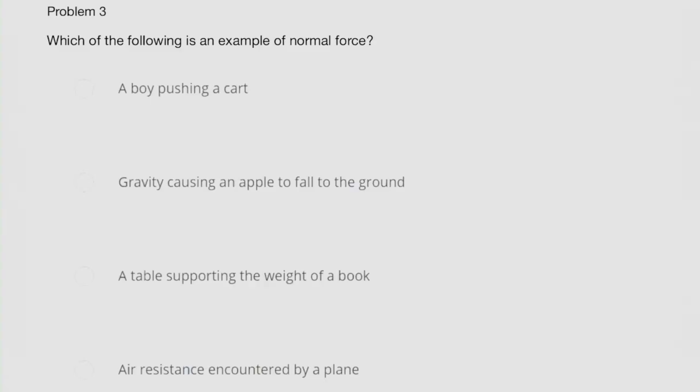Problem number 3. Which of the following is an example of a normal force? A normal force is a contact force. It is an upward force that supports the weight of an object. So let's go ahead and look at our answer choices and see which one fits best.